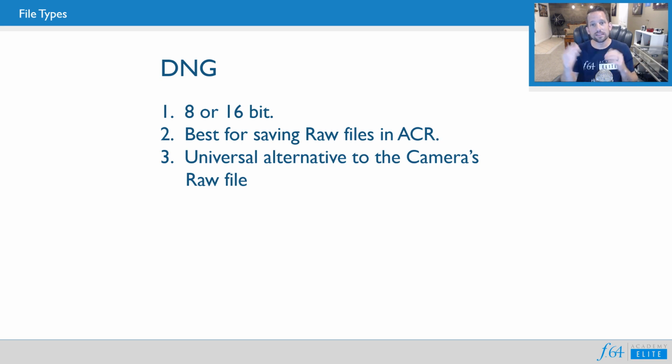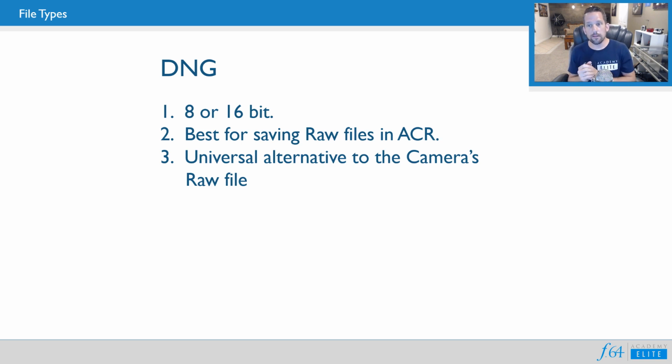What it's basically doing is taking all of that raw data from your camera, combining those images together into a panorama, and then creating another raw image so you have a ton of data there. It's not your camera's raw image, it is a DNG file, which is a universal alternative to your camera's RAW file. You'll see a lot of programs can open up a DNG file.